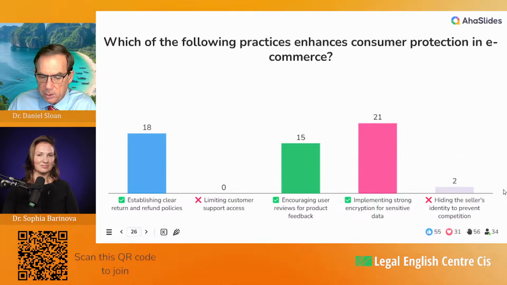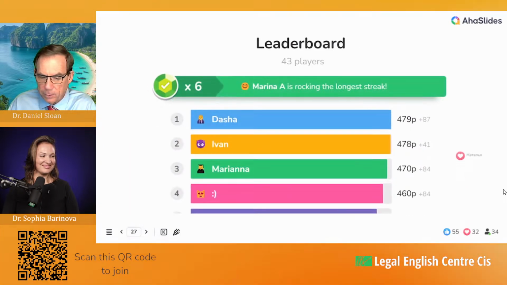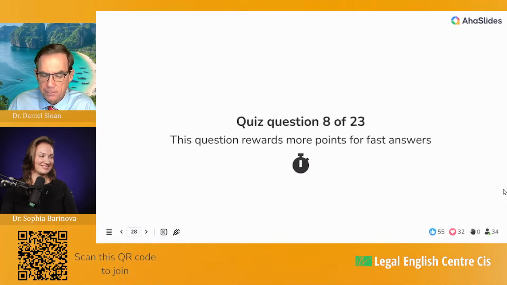So very good. Let's see who has the lead now. Wow, Dasha caught up a lot on that one. So Mariana as well, 84 points extra for Mariana, and the smiley face had 84. Ivan had 41, but still is up there almost in the lead, and Dasha with 87 points.